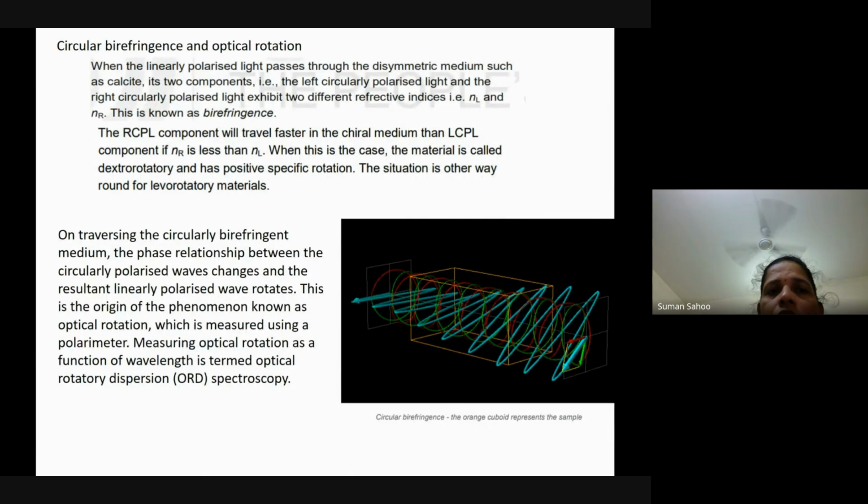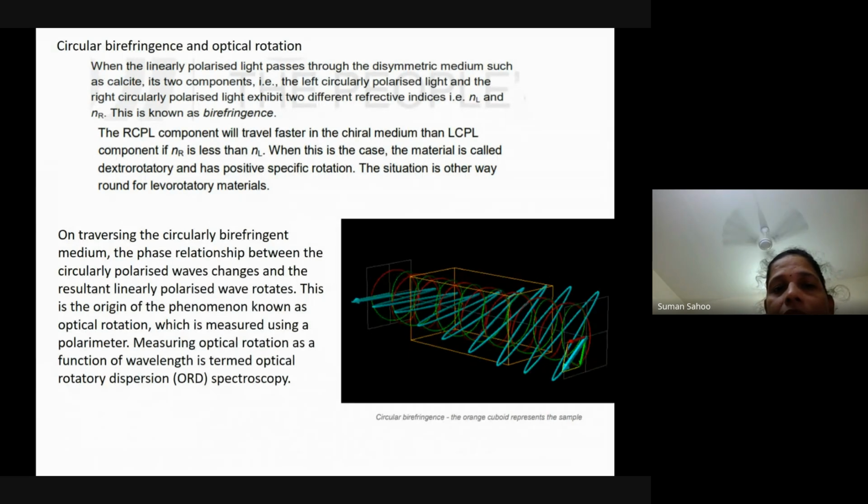So what is circular birefringence and optical rotation? When linearly polarized light passes through a dissymmetric medium such as calcite, it has two components, the left circularly polarized light and the right circularly polarized light, and they exhibit two different refractive indices. That means one component will travel faster, either the right or the left circularly polarized light.